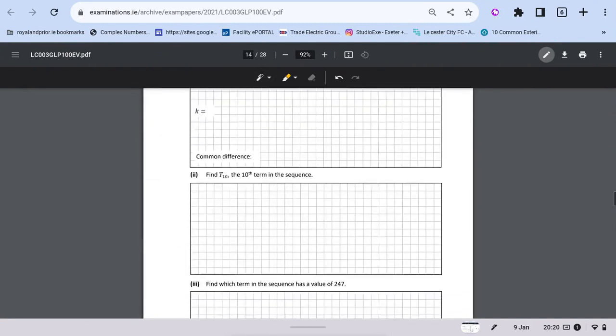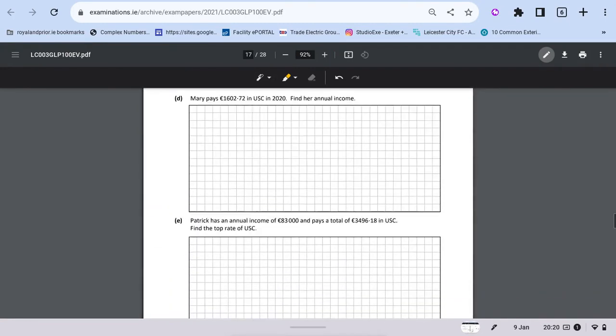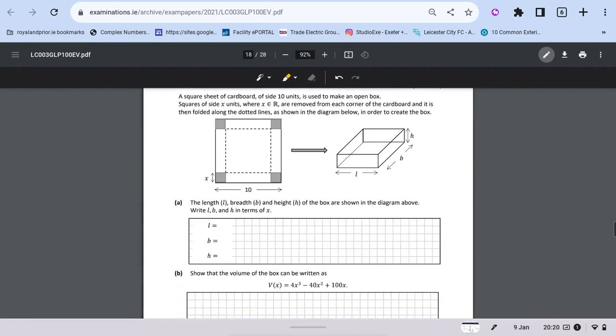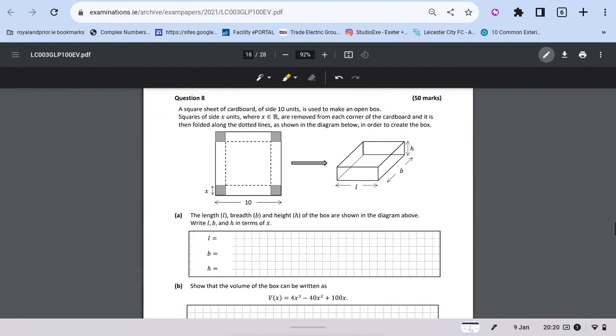The other question I'm going to do is a bit of a brute, but it links into functions, calculus, differentiation. It is number 8. So here, a square sheet of cardboard of side 10 units. So it's 10 there, it's 10 up there. It's a square. Length and width are the same. It's used to make an open box. Squares of side x units are removed from each corner and it's folded along the dotted lines. So these bits all fold up, if you get me. So there's no lid on it, but they fold up to give the sides.